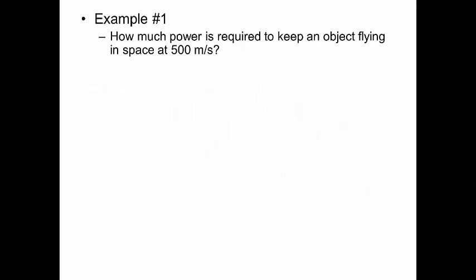Let's look at a couple of examples. Example 1: how much power is required to keep an object flying in space at 500 meters per second? In this case, the object would be moving at a constant velocity. There's no forces acting on the object to cause it to accelerate or decelerate. It's simply moving at 500 meters per second.